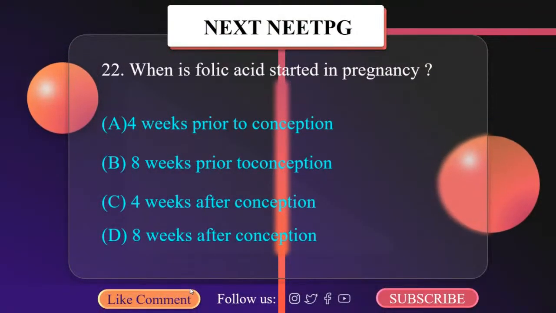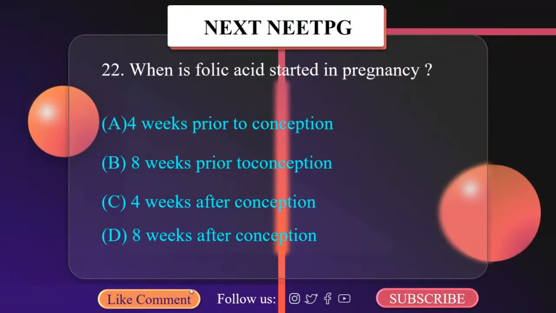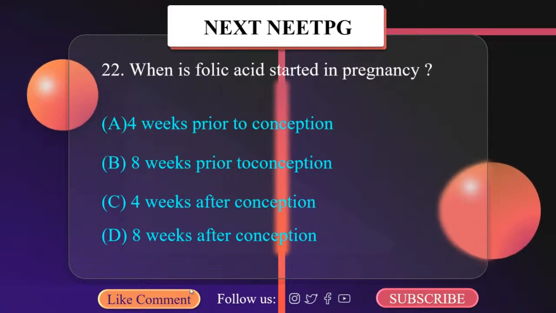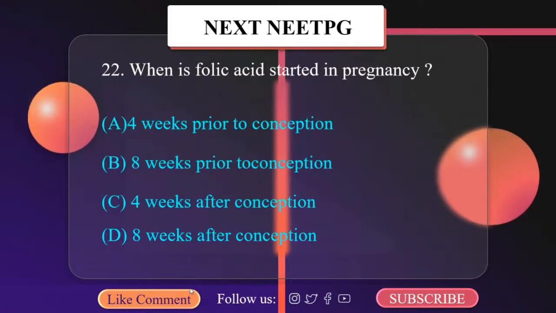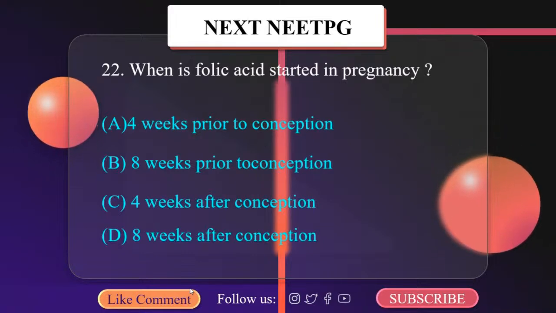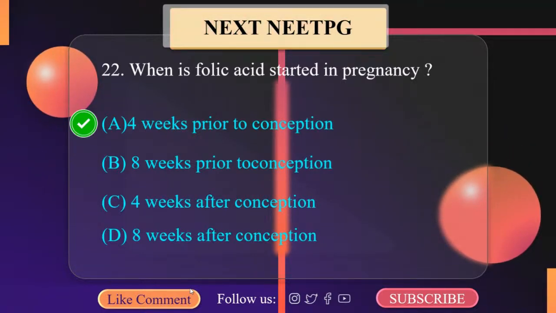When is folic acid started in pregnancy? When should you start folic acid? A. 4 weeks prior to conception, B. 8 weeks prior to conception, C. 4 weeks after conception, D. 8 weeks after conception. It is 4 weeks prior to conception.